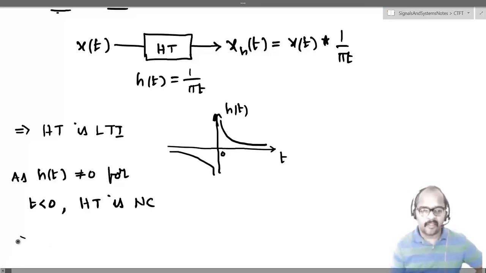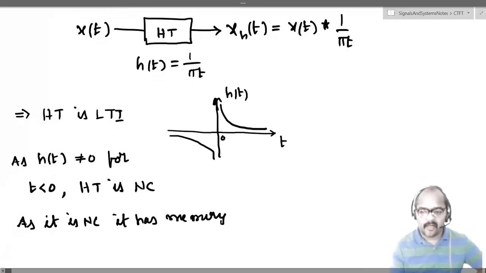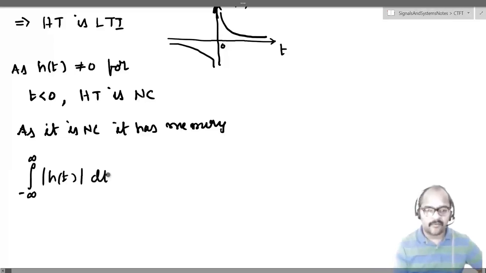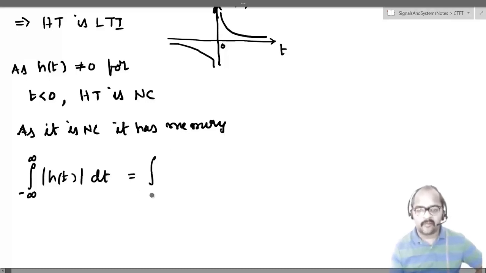Because it is non-causal, we say it is not memoryless. As it is non-causal, we say it has memory. And you can clearly prove that this is an unstable system. So how do we say that? What is it that we have to do? We have to take the absolute integral value. If you take the absolute value, what will happen here?